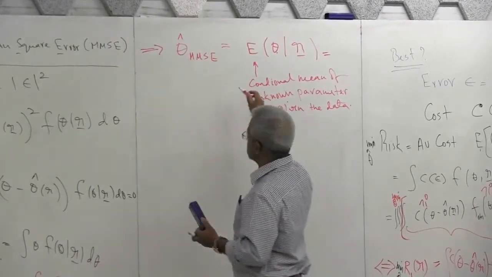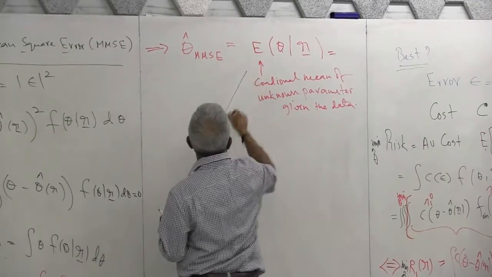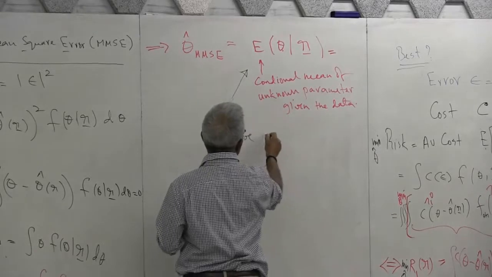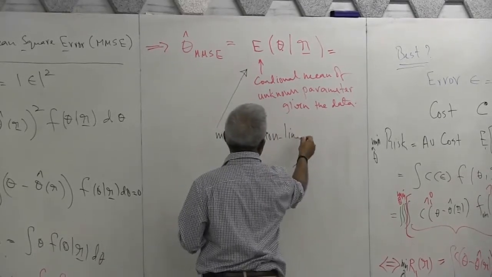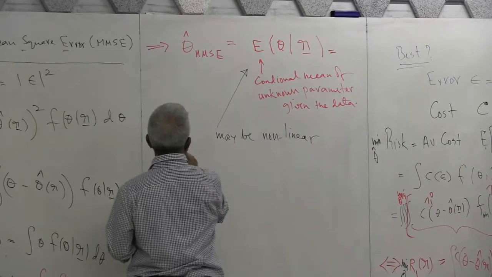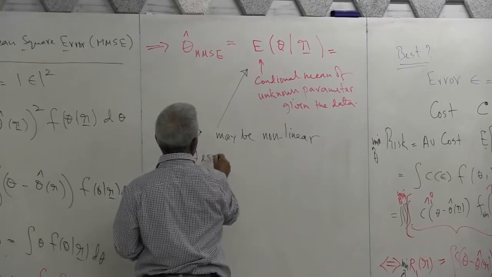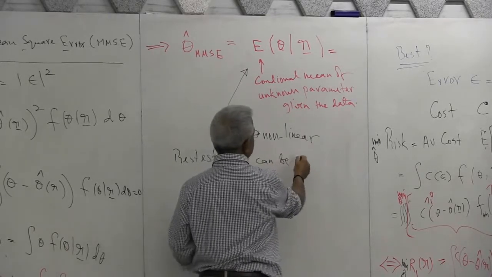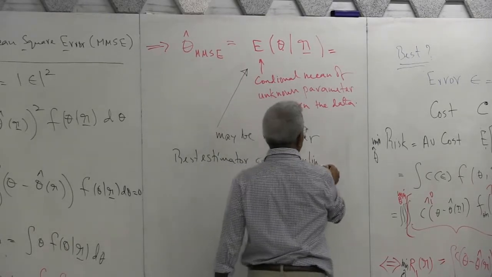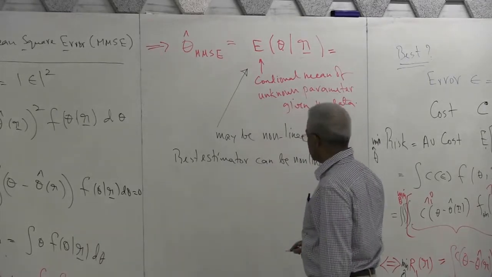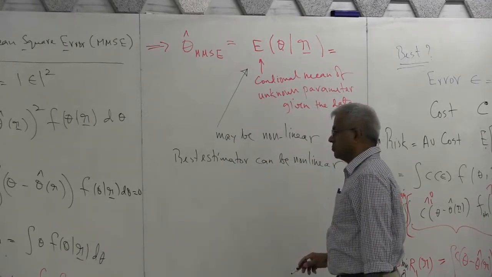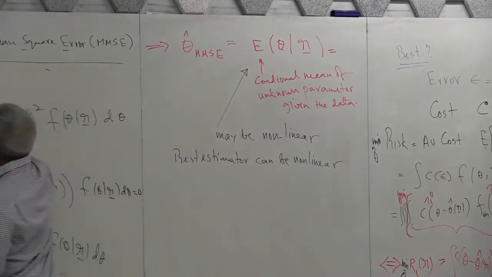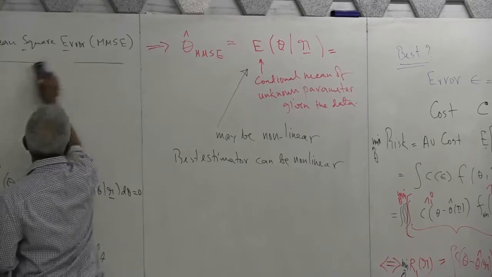And so just another observation is that in general this estimator may be, or can be, non-linear. There is no reason to expect otherwise, so the best estimator can be non-linear. So if you want to see, let me cook up a simpler example which we do in probability class.